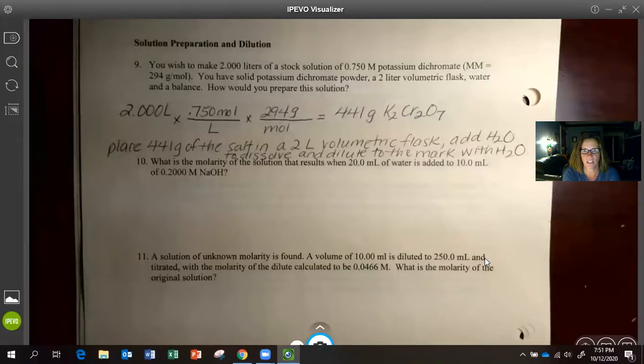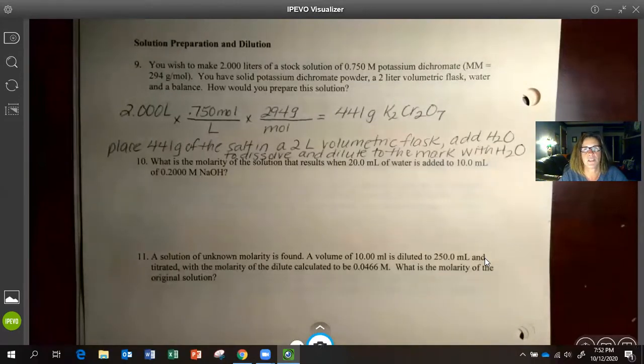So you should have calculated that 441 grams of potassium dichromate are required. You're going to take the 441 grams, place it in a 2-liter volumetric flask, add some water to dissolve, maybe about half of the water, get it to dissolve, and then dilute to the mark on the volumetric flask with deionized water. It's important to go through these steps.